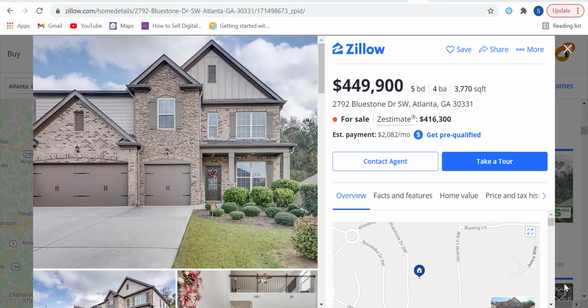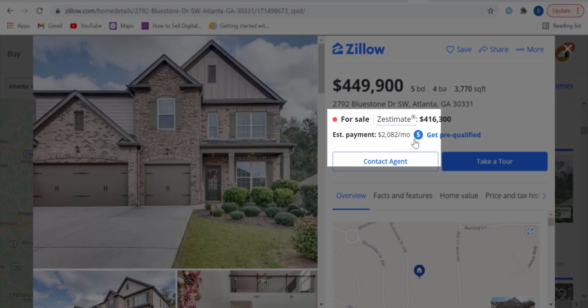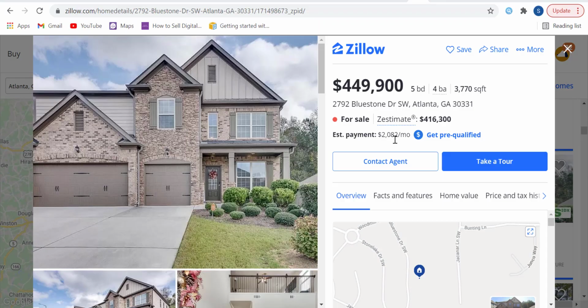I'm sure you've all been on websites like Zillow or Redfin. These are websites that you go to when you want to buy a home. And you'll see all the different homes and the different prices for these homes. And usually Zillow will provide you an estimate of your monthly payment. So how is this calculated? Well, that's what I'm going to explain to you in this video.